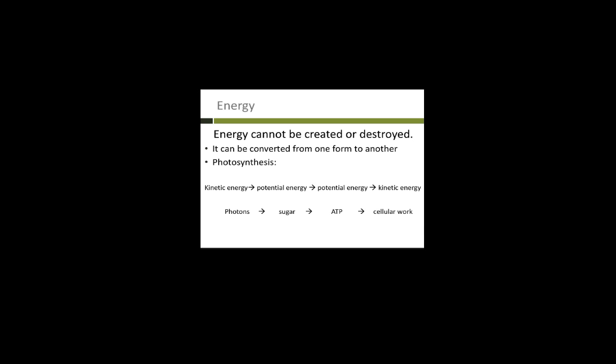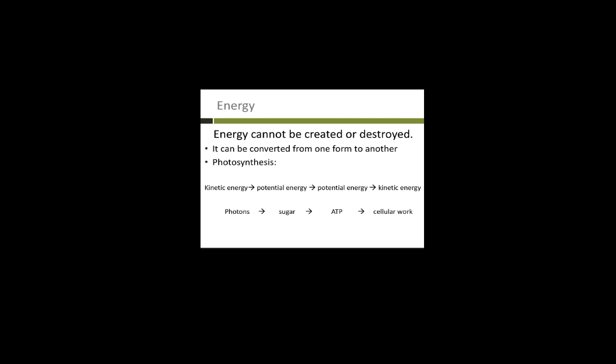According to the law of conservation of energy, energy cannot be created or destroyed. It can be converted from one form to another, however. So for example, in photosynthesis, you start with rays of light, photons, from the sun. They have kinetic energy in them. The plant will take those photons, convert them into sugar. So we will store that energy as potential energy.